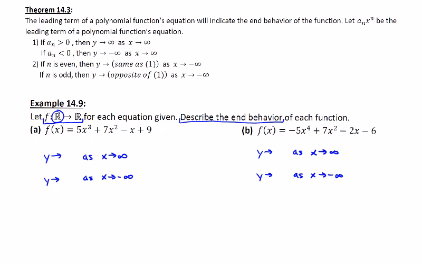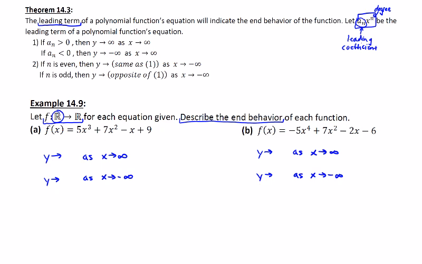So it says that the leading term of a polynomial function's equation will indicate the end behavior. So all we have to do is identify the leading term, and then the rest of the theorem is going to tell us what to do with that. Your leading term, as a reminder, is going to look like this: a_n times x to the n. So your a_n represents your leading coefficient, and n, which is the power on the x, we use that to represent the degree of our polynomial.